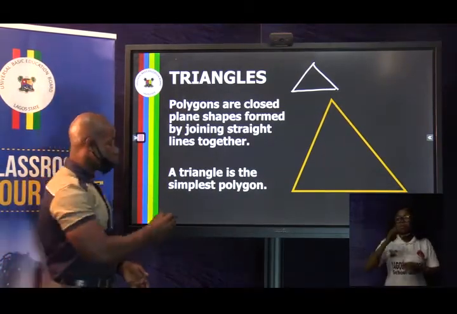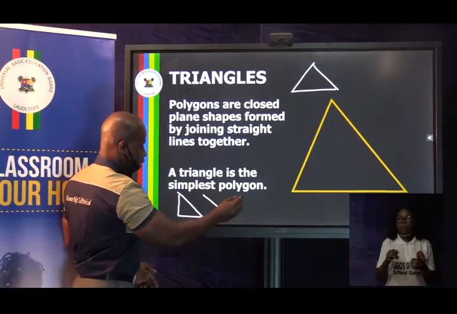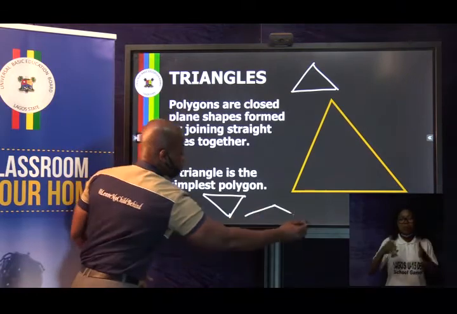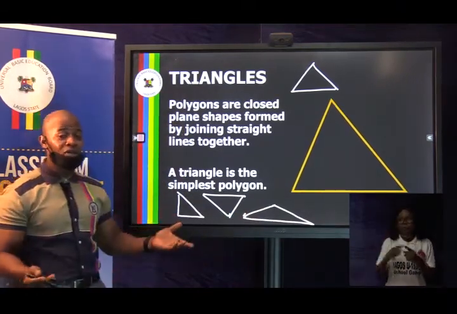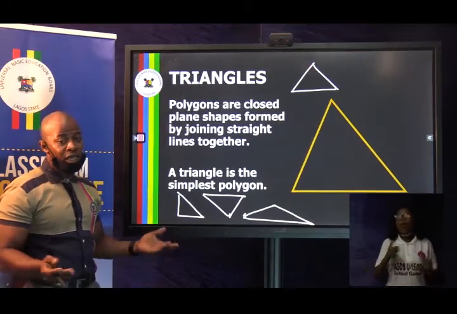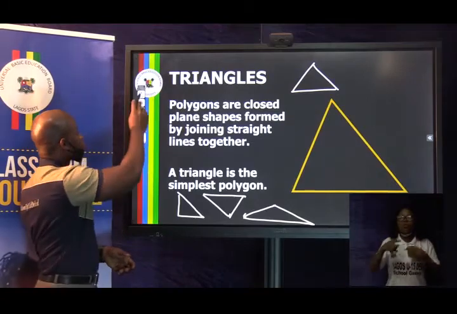It can come in different forms. It can come like this. This is a triangle. This is a triangle. This is a triangle. As long as there are three sides. But you will agree with me that these triangles are different. What are their names? We'll learn in the course of the lesson. So let's move on.